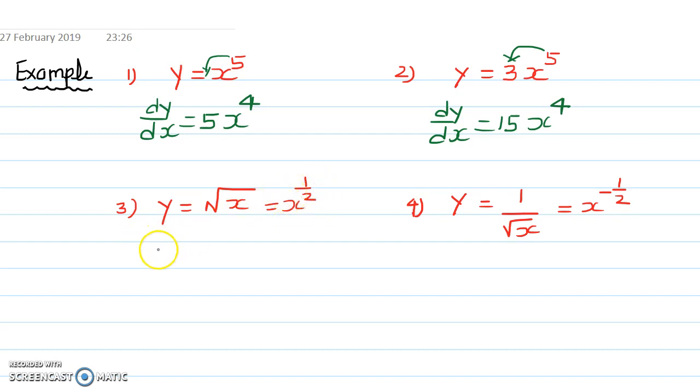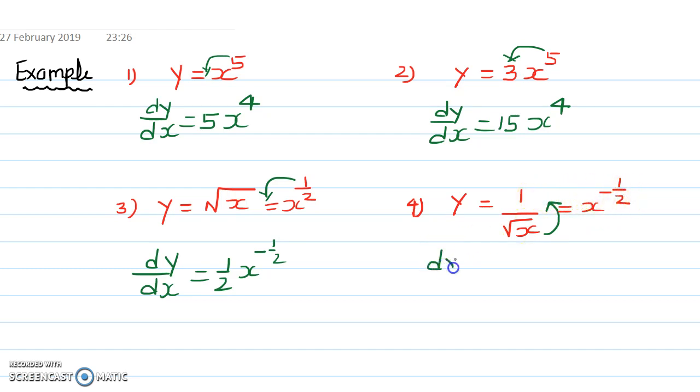Here I have already explained that root x you can write as x to the power half. So once you differentiate, dy over dx, this half is coming forward, so that is half x, and half take away 1 is minus half. Now here root x is in the denominator, so once this term goes up into the numerator, it will be x to the power minus half. That's why I have written it here.